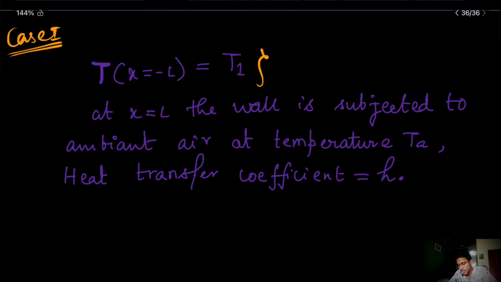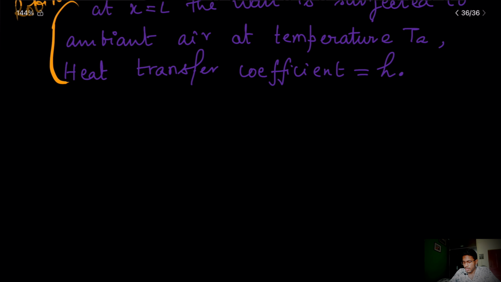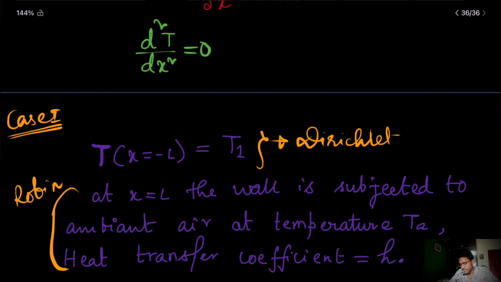This is case 1, the two boundary conditions. One is Dirichlet, another is Robin. So let us solve that.